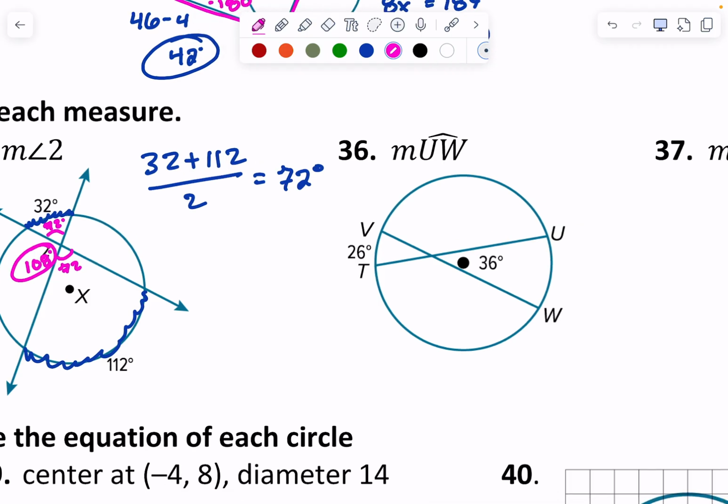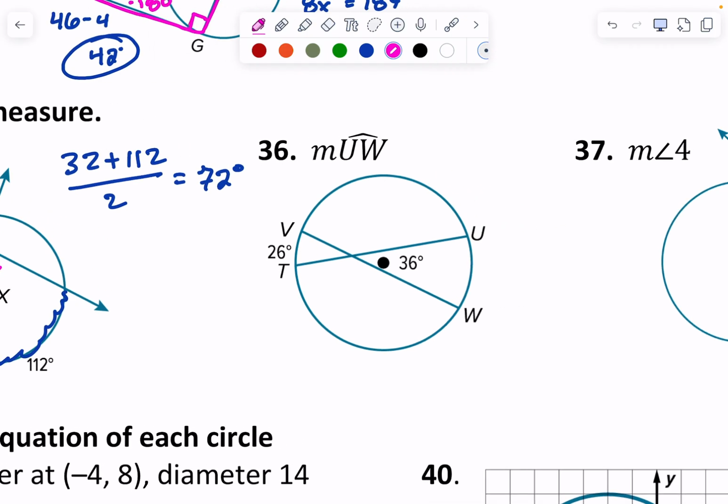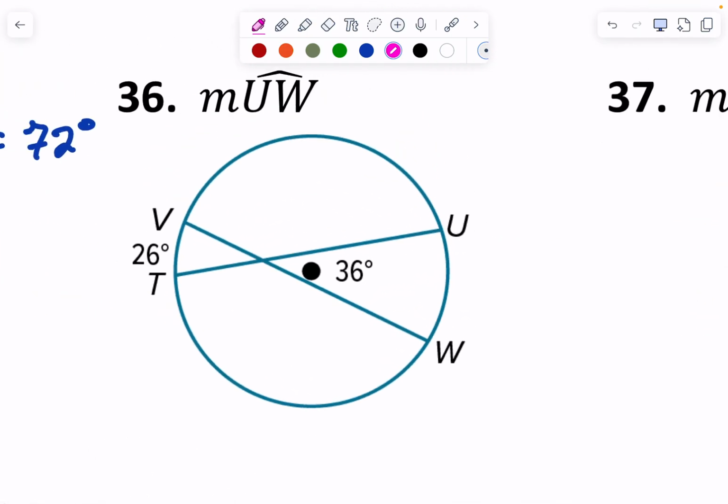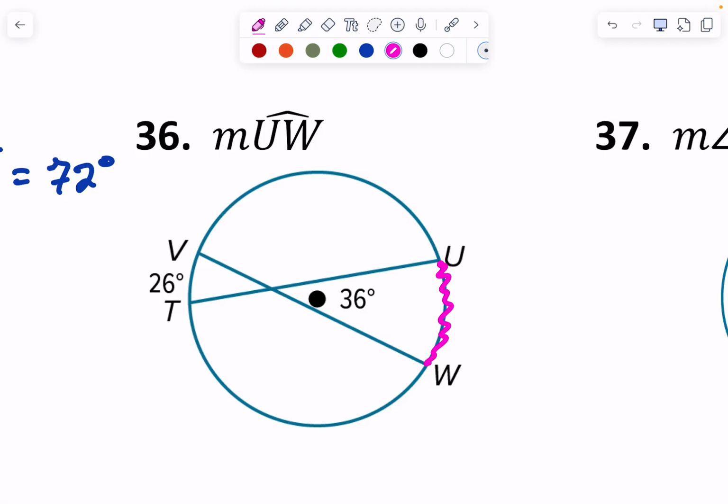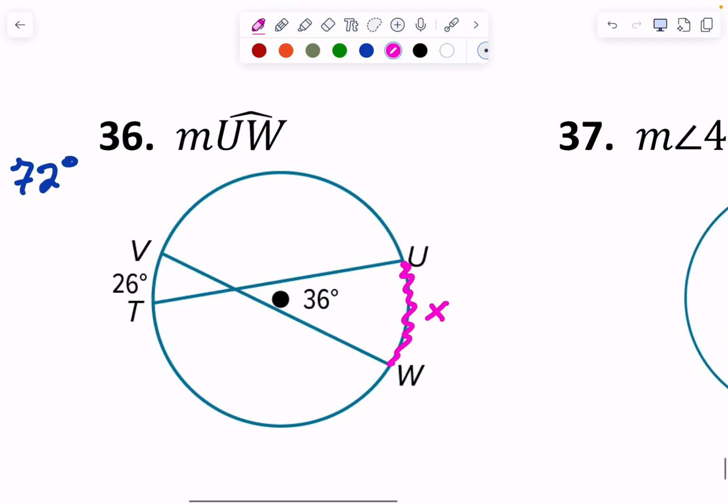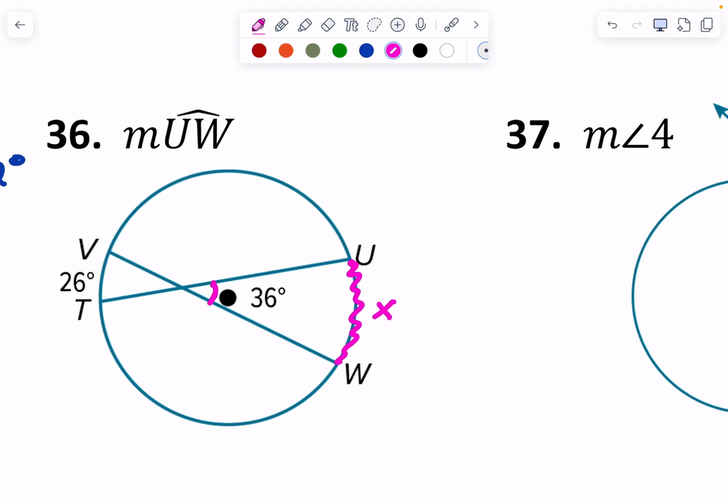108 degrees, angle 2. 36. What are we doing there? Same thing, but they want us to find UW. Okay, so I'm going to call it X, right? 36 is this angle, right? I'm going to add and divide by 2, but what am I adding? X plus 26. 26 is this arc plus the X arc, divided by 2, gives me 36, right?